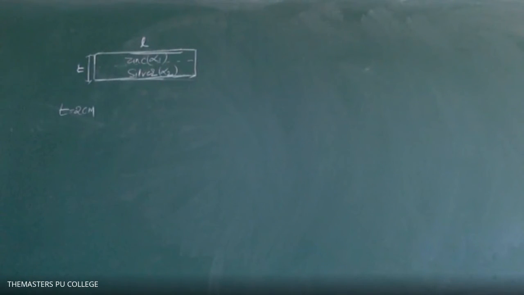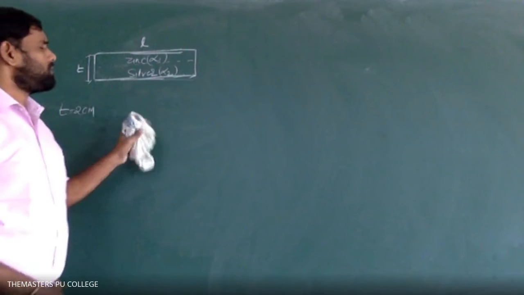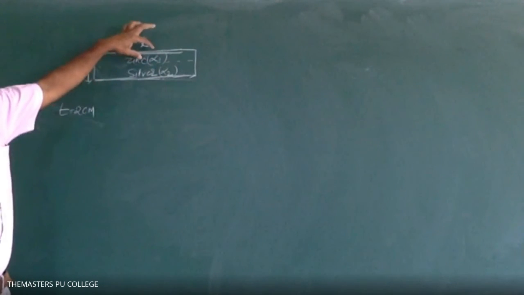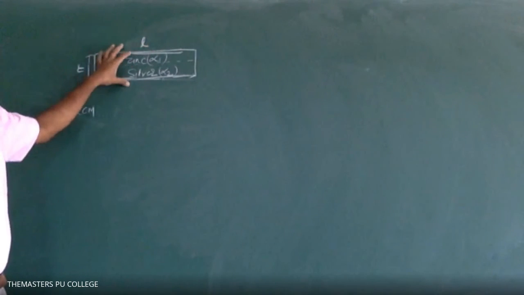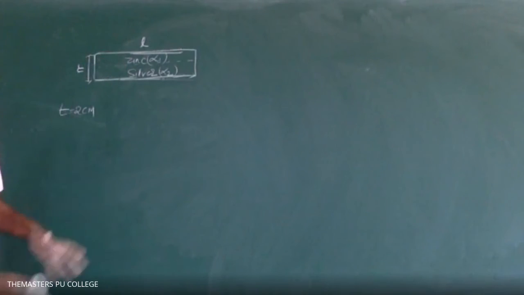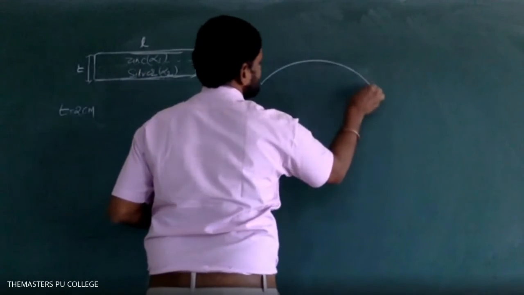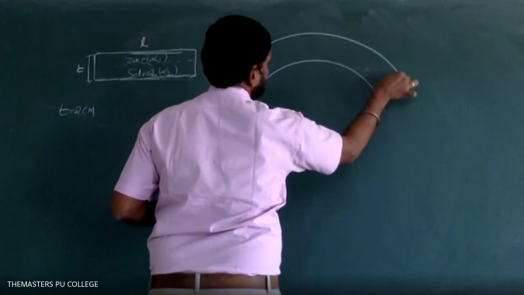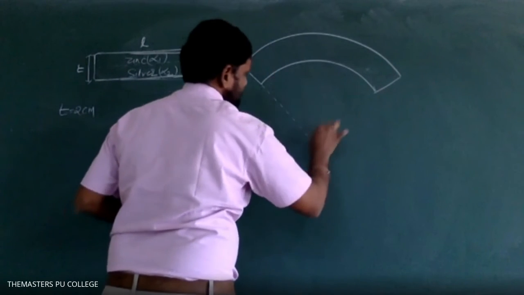On heating, zinc will expand more and silver will expand less by comparison. What I am saying is that the alpha value for zinc is more than silver. That's why the expansion produced in zinc will be more than that of silver for the same rise of temperature across both the materials. Then we will get the shape like this. This will be the shape.